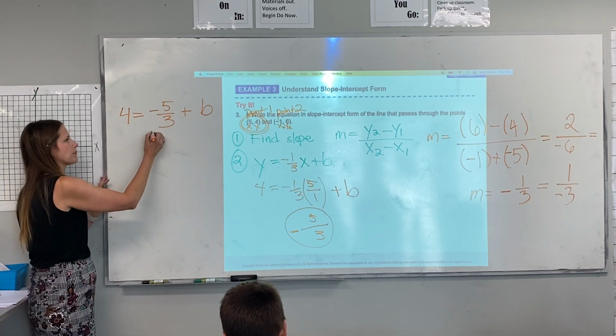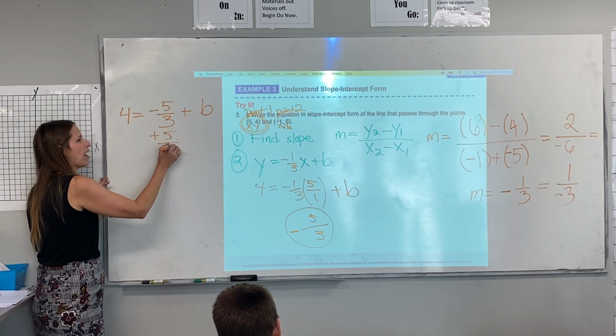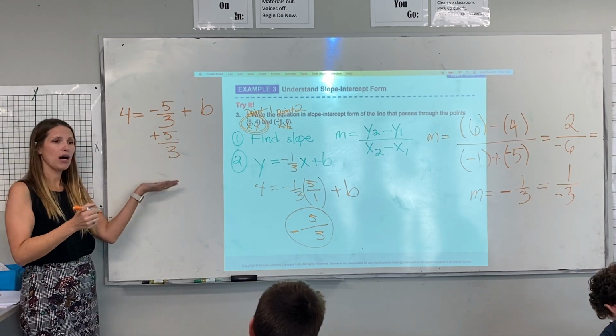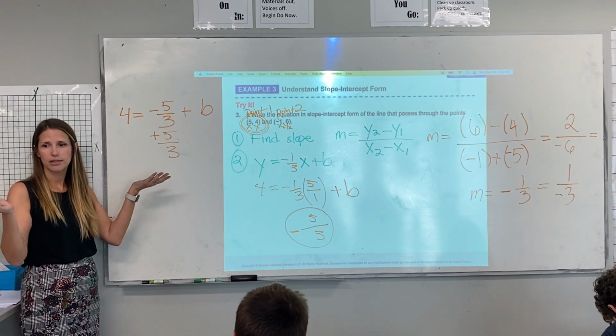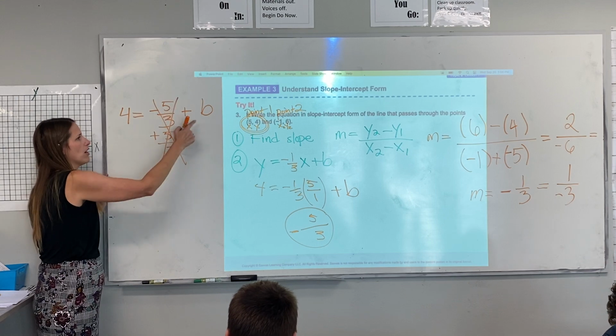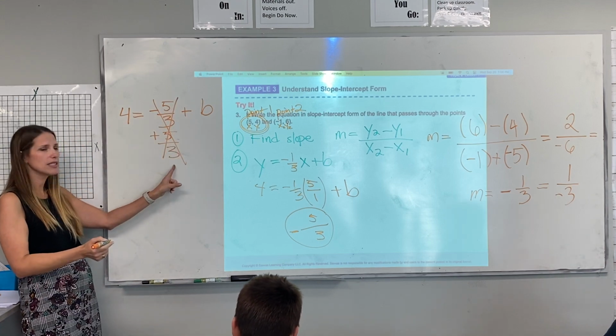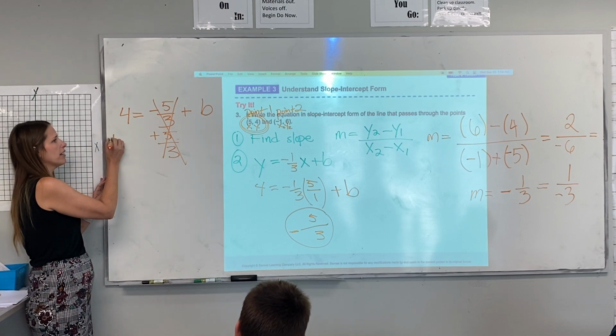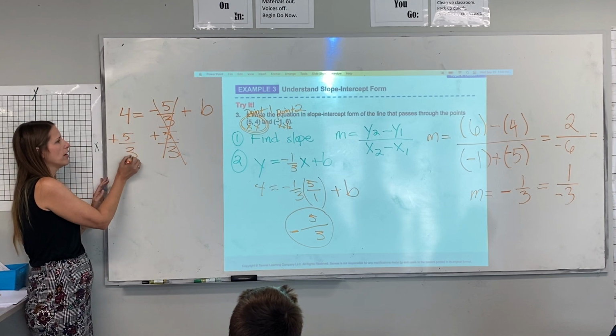Add it, very good. Plus 5 over 3. A negative 5 over 3 plus a positive 5 over 3, what does that equal? Nothing. Well, it equals nothing, it equals 0. So now we just have b all by itself, but whatever we do to this side, and just like Emily said, she said to both sides, so we're gonna add 5 over 3 over here.